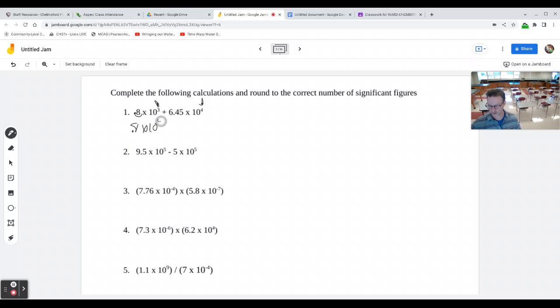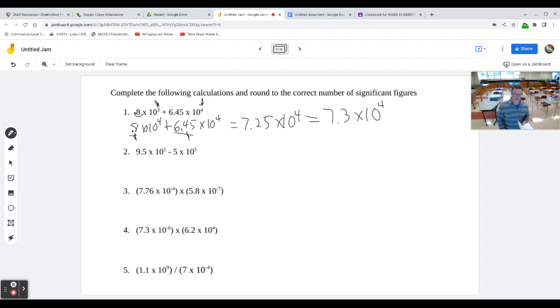times 10 to the 4th plus 6.45 times 10 to the 4th. Now that the exponents match, I can simply add these coefficients together, which gives me 7.25 times 10 to the 4th. And if I really wanted to keep an eye on the sig figs, technically this has the tenths as the last common decimal place, so I would write 7.3 times 10 to the 4th.